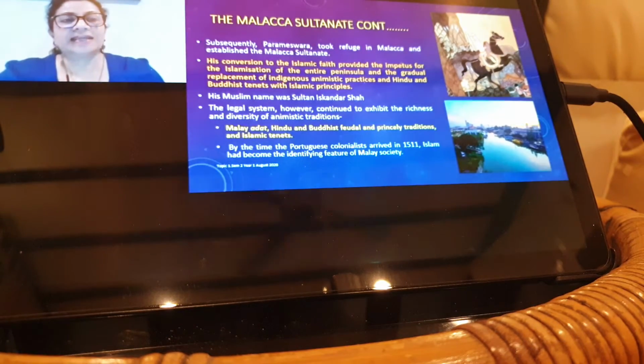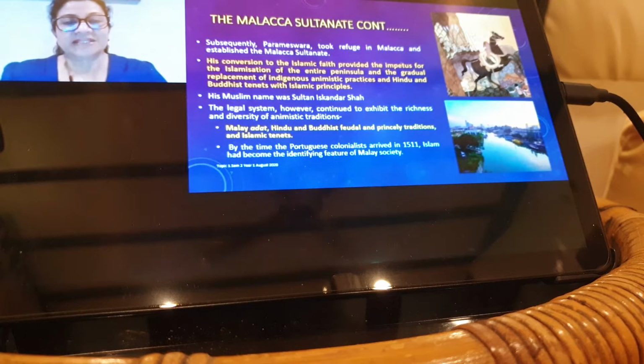So the legal system continued to exhibit the richness and diversity of various traditions that were in place. You have the Malay Adat. As I told you earlier, there was a lot of migration. So you have Hindu and Buddhist feudal tradition, and also Islamic tenets, all present at that point of time in Malacca.